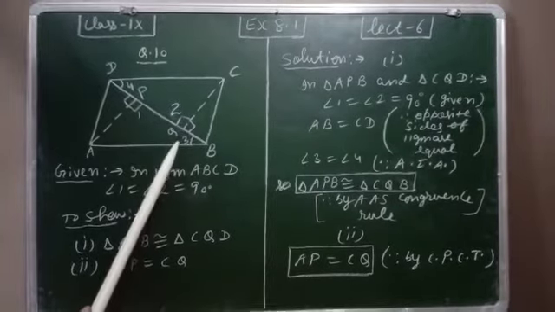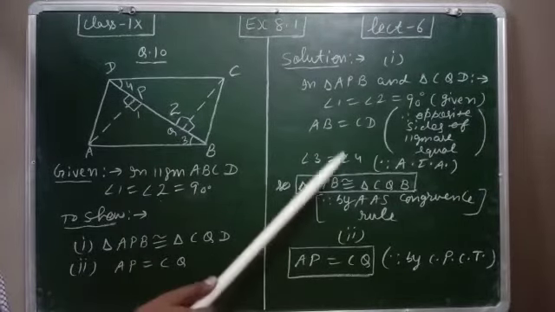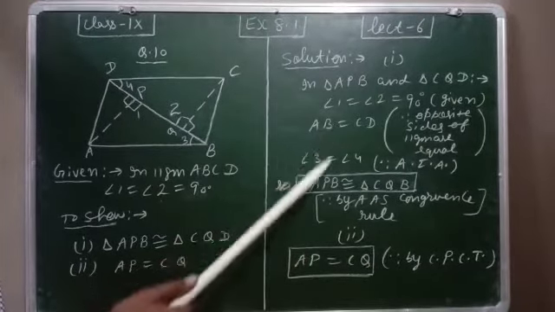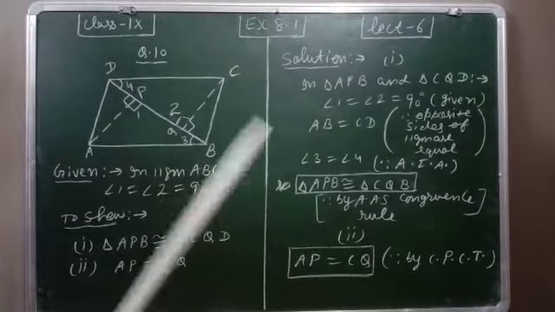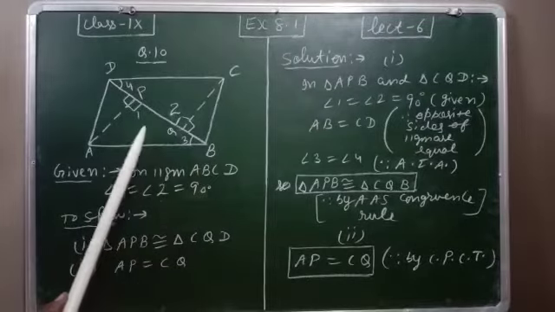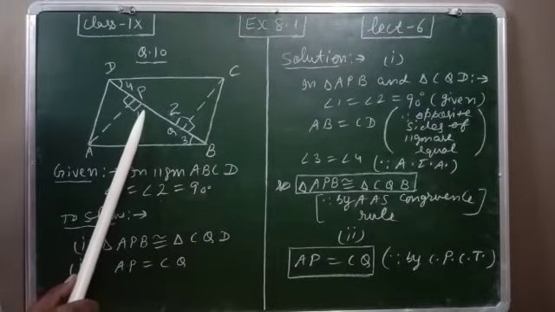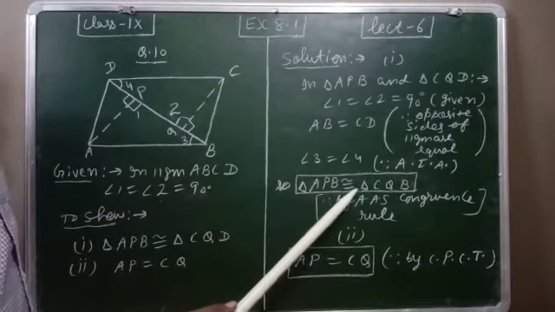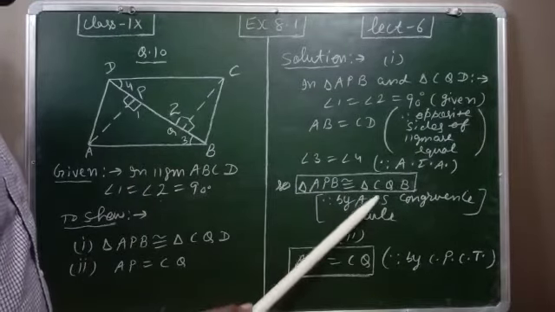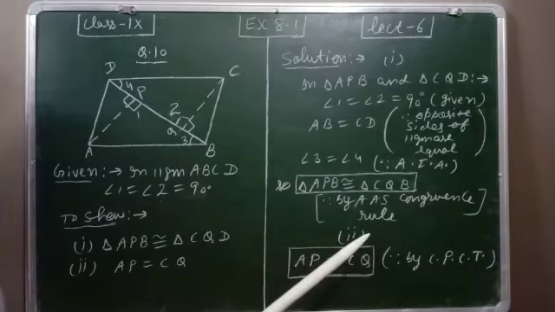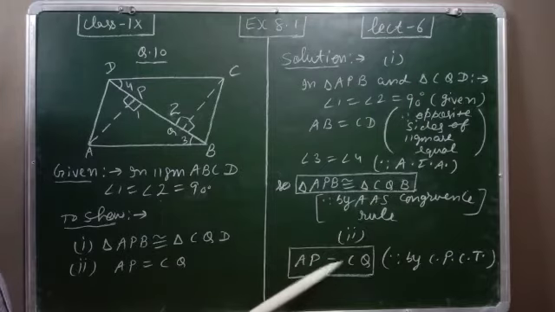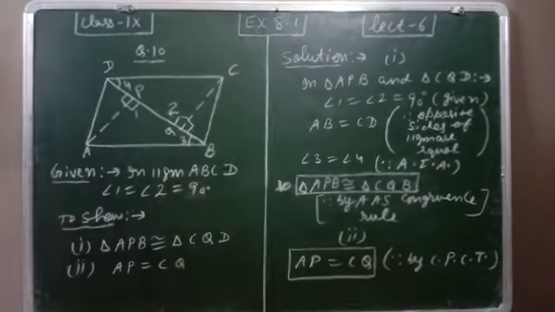Then if we see here, angle 3 and angle 4 will be equal because they are alternate interior angles. So now we have two angles and one side, so it may be ASA or it may be AAS. If we check here, we read the condition like AAS. So triangle APB congruent to triangle CQD by the AAS congruence rule. Then second, AP equal to CQ; we can say these are equal by CPCT.